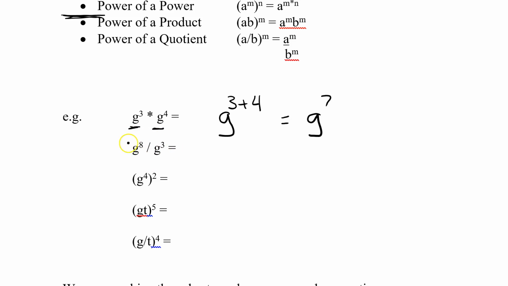Okay, here's an example of the quotient of powers, where I have the same base, but I'm dividing. Same base and dividing, I'm going to subtract my powers. So this is like g to the 8th minus 3, which of course is g to the 5. Next example, I've got g to the 4th, which is a power involved there, all raised to the power of 2. So power to a power, I multiply. This is like g to the 4 times 2, which of course is g to the 8th.